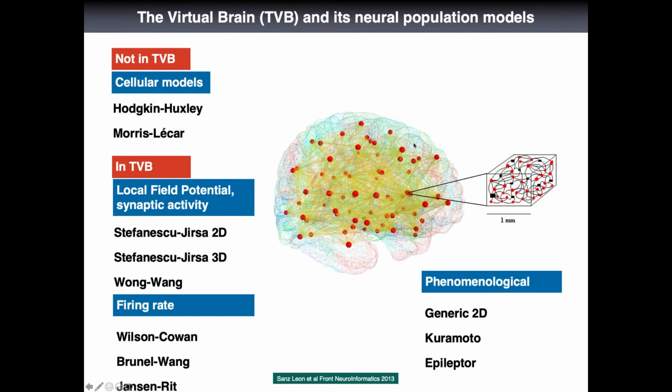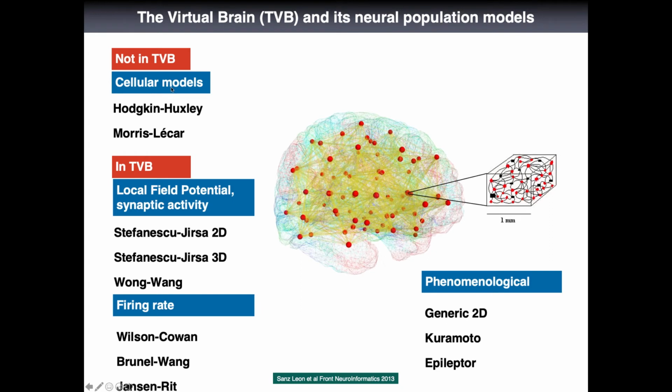So in TVB, we have several population models that we can use. There are models where the main state variable that describes them is something like a local field potential or synaptic activity. Others model something like the firing rate activity of neurons. Then there are models that are purely phenomenological. In other words, they model only the kind of dynamics, like oscillatory or something else, without being able really to identify their state variables with a biophysical quantity.